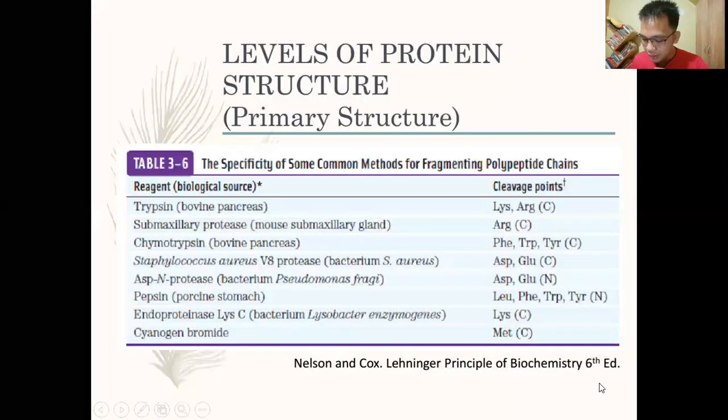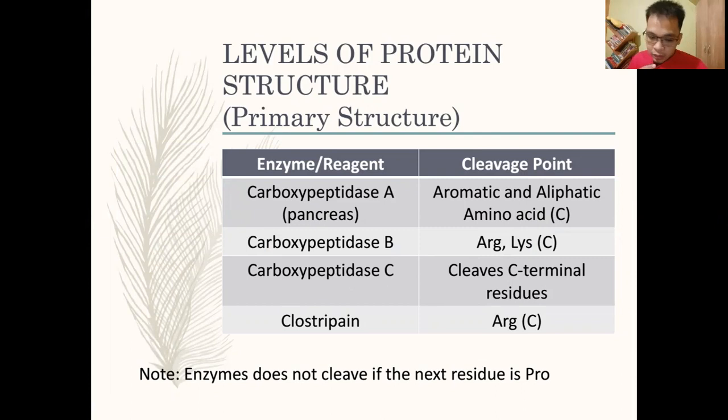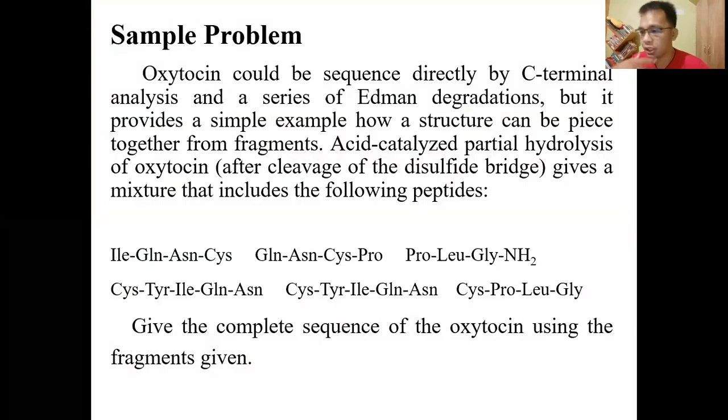And we also have the C-terminal analysis na kung saan yung mga gumagamit ng mga enzymes in order to cleavage our proteins here. So, we have this carboxypeptidase A, B, C and phosphatidase. So, ano ba application yan, guys? Consider this sample problem. Oxytocin could be sequenced directly by C-terminal analysis and a series of Edman degradations. But it provides a simple example how structure can be pieced together from fragments.